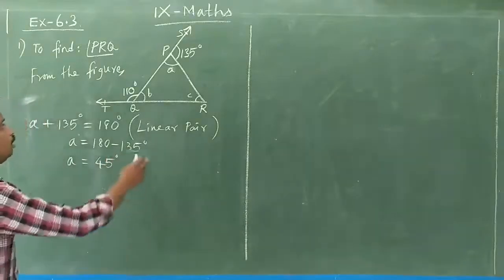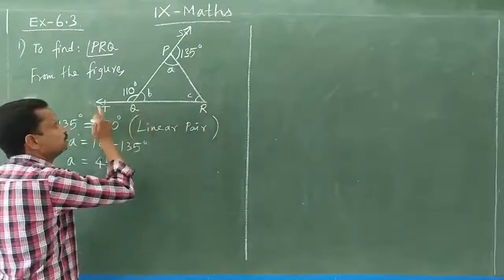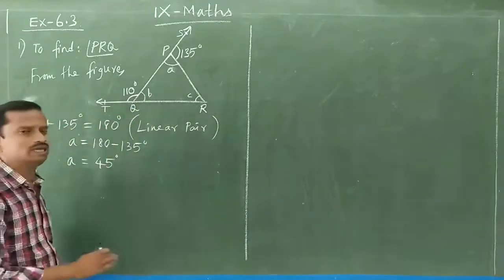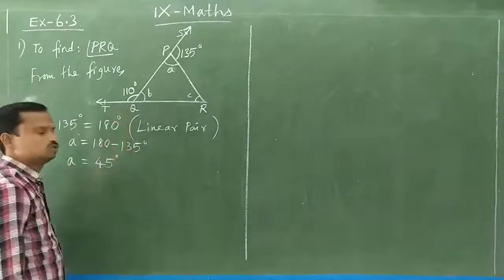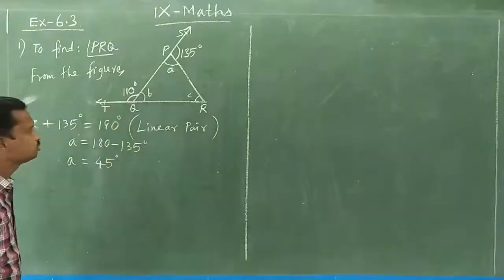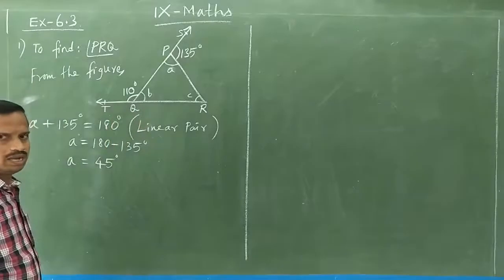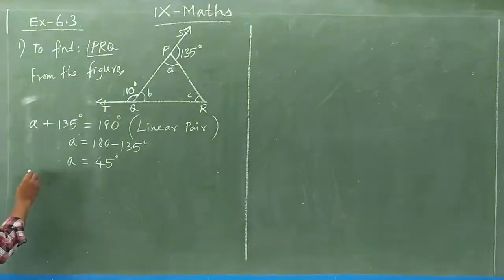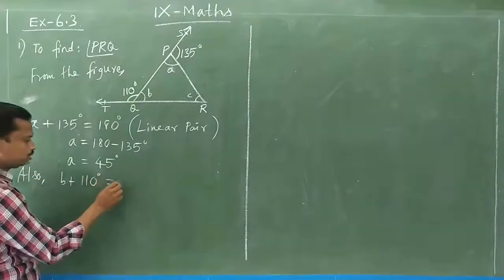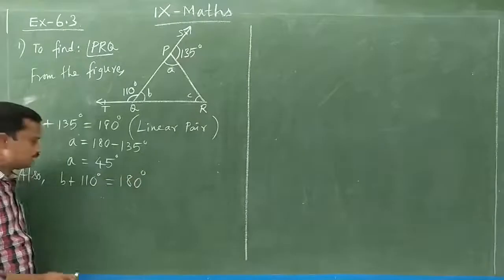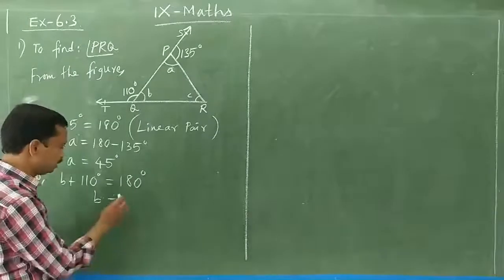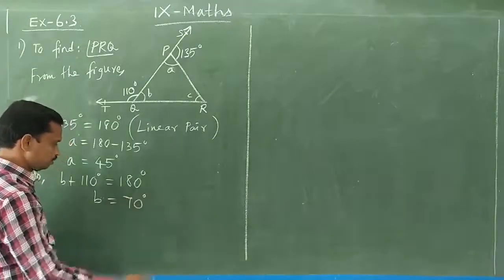Okay. And taking this line, B and 110 are linear pair. They are adjacent and also linear pair, because these two adjacent angles are on a straight line. So these two angles are straight line angles, which is 180 degree. Therefore, also we can say angle B plus 110 degree is equal to 180 degree. So angle B equals 180 minus 110. You get 70. Am I right?